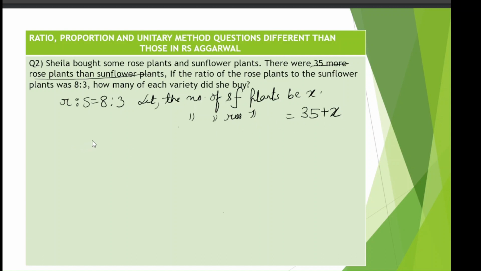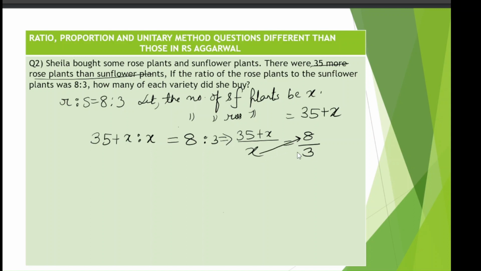Now I can equate this in terms of x, it will be 35 plus x is to x. This will be equal to actually how much? 8 is to 3, the ratio that is given to us. Now I can also write it like a fraction because it's one and the same thing. 35 plus x by x equal to 8 by 3. I am writing like this so that solving this question becomes easier.